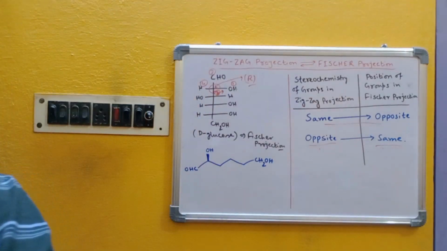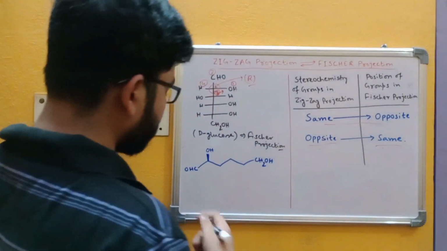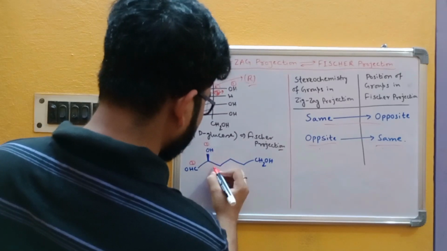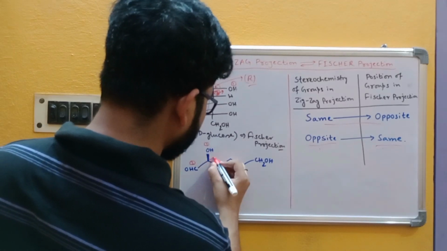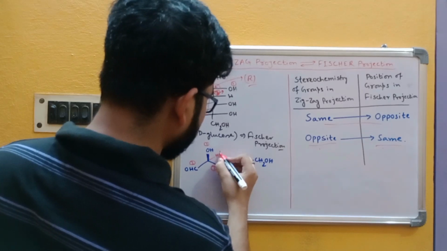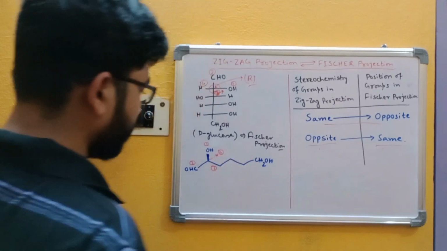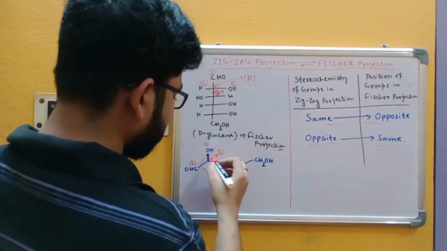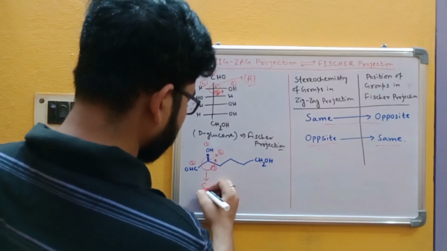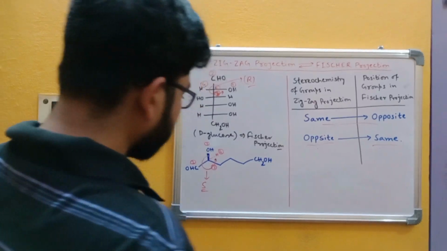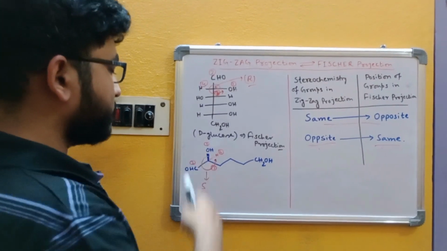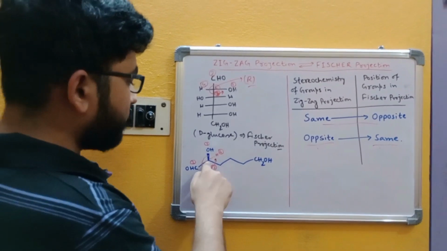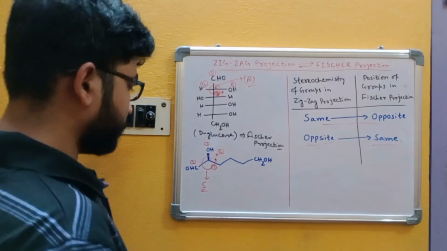So if we assign the RS configuration and firstly assign the priority sequence, it will be 1, 2, 3, and the hydrogen, which is least priority, is below the plane. So 1, 2, 3 is anti-clockwise, so it is S. So it is wrong, so we have to assign OH below the plane, and that's the way this carbon will contain R configuration.